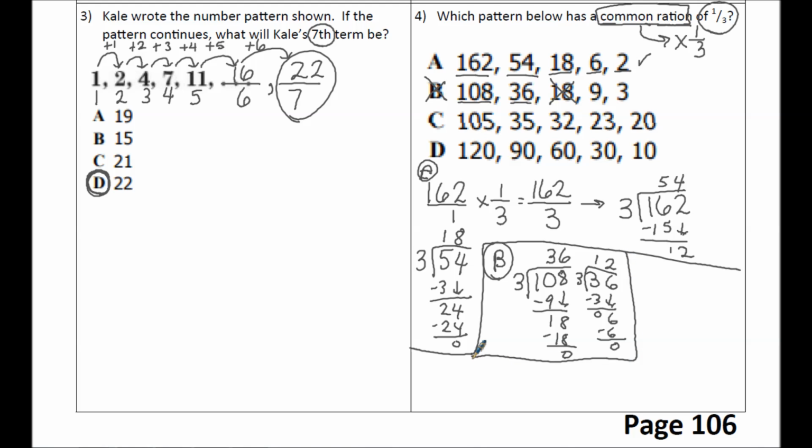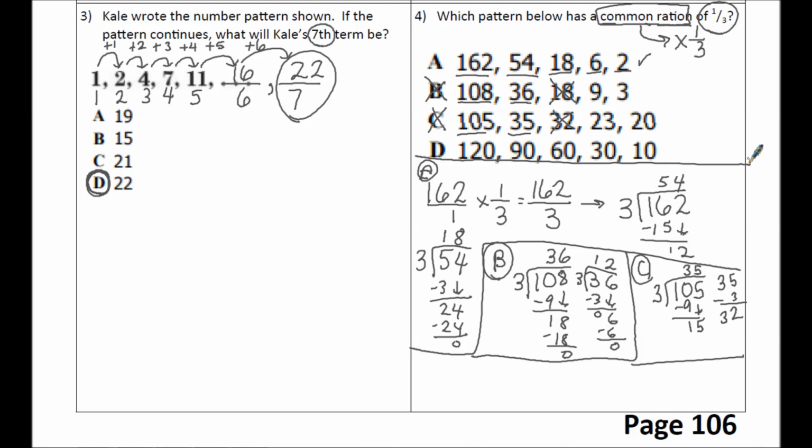For answer choice C, we start with 105, and we divide by 3, and 3 goes into 10 3 times with 1 left over. Bring down the 5, and 3 goes into 15 5 times with none left over. So we see that we have 105 and then 35 after dividing by 3. And then to get from 35 to 32, you actually subtract 3. So we're not dividing by 3 in this case. So C is not a good sequence either.